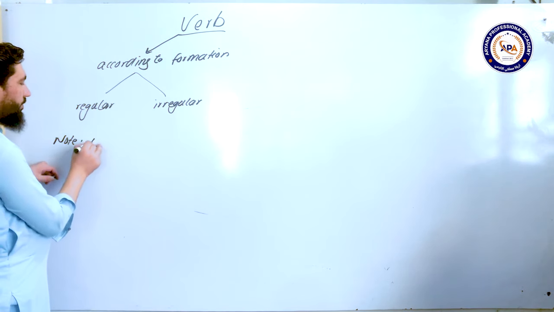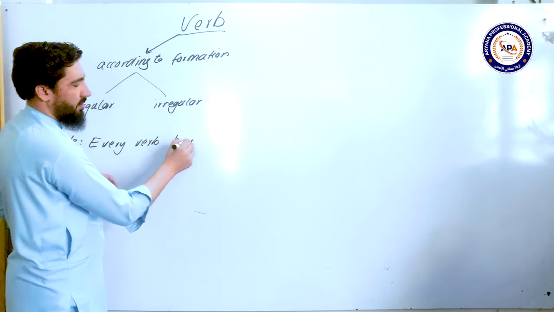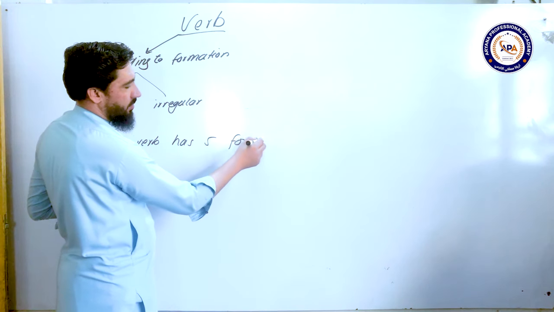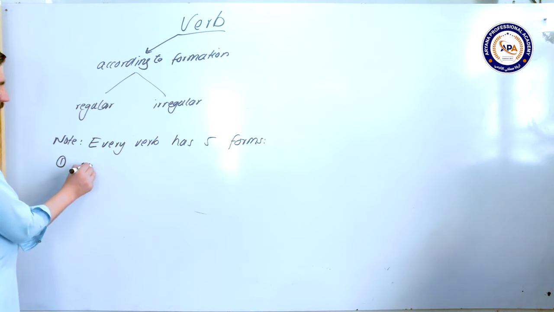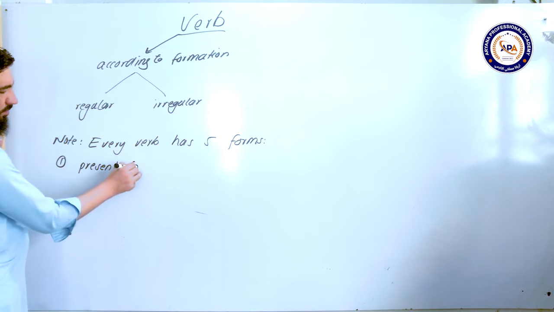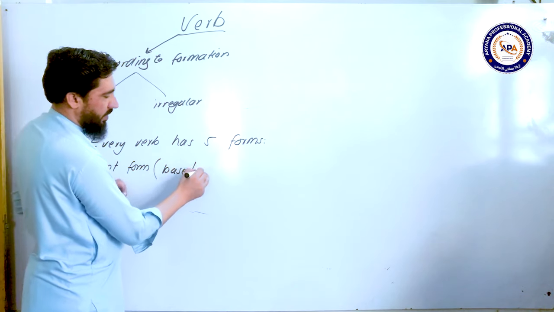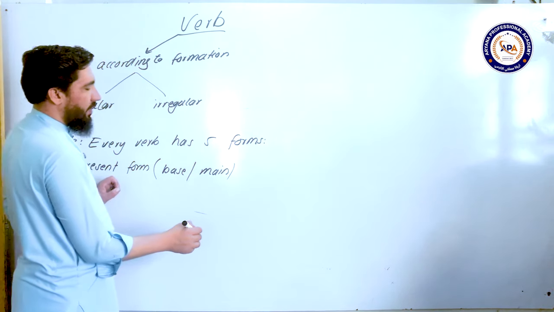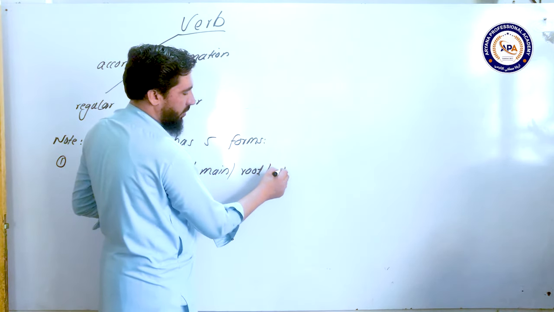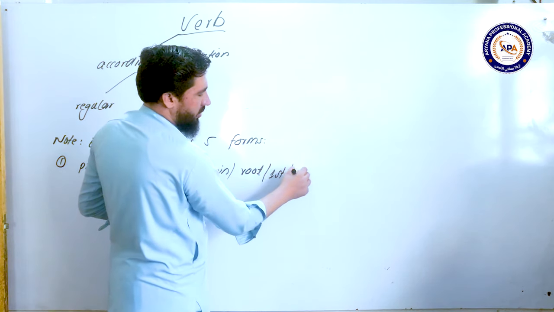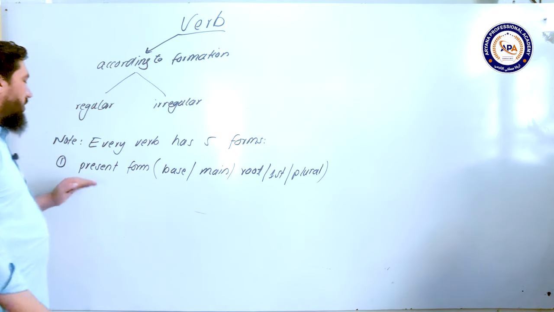Note, every verb has five forms. And they are present form. And this is also called base form. The second name, the third name is main form. It is also called root form, first form, and plural form. All these names can be used for present form.